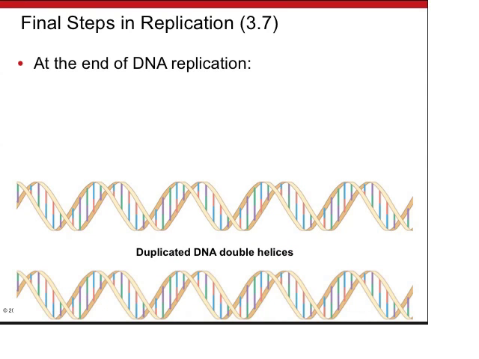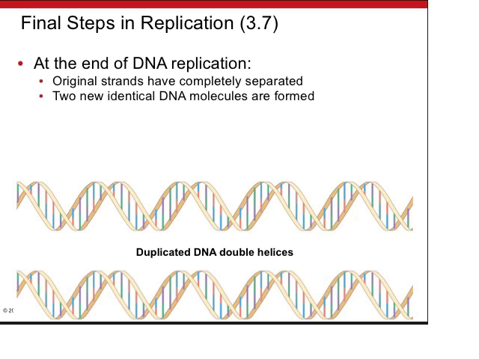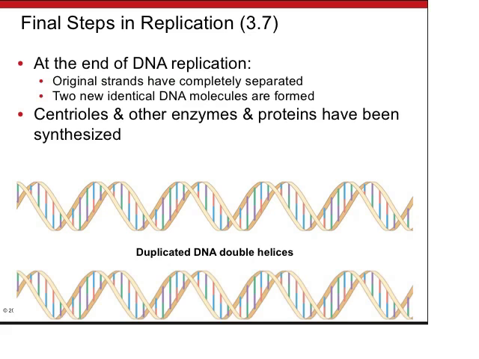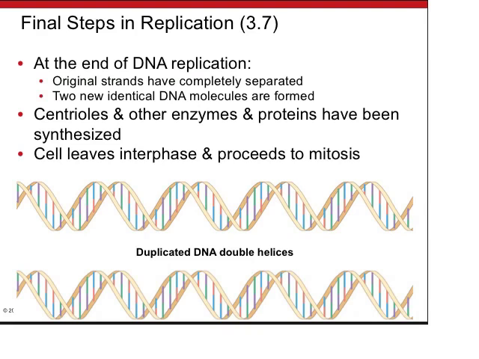At the end of DNA replication, the original strands have completely separated, and two new identical DNA molecules are formed. Centrioles and other enzymes and proteins have been synthesized, and the cell leaves interphase and proceeds to mitosis. So here you can see an example of what the end products of the process look like, and this happens for each of the 23 pairs of chromosomes.